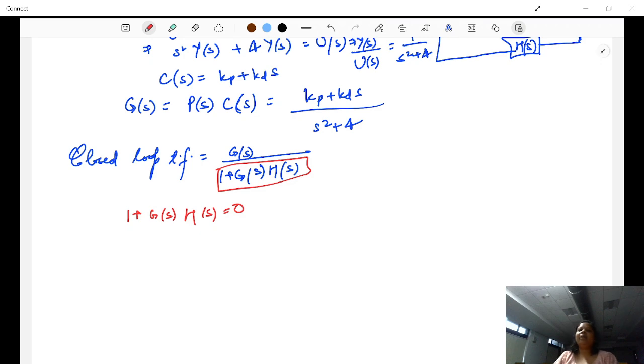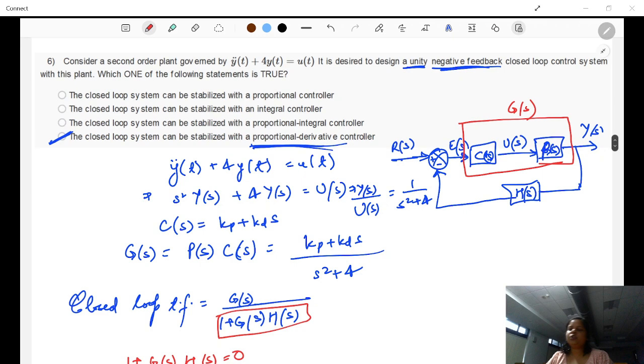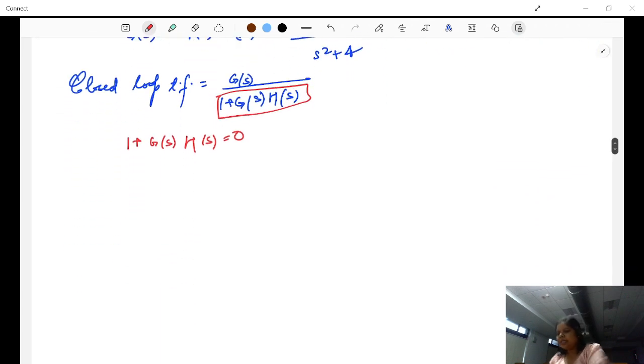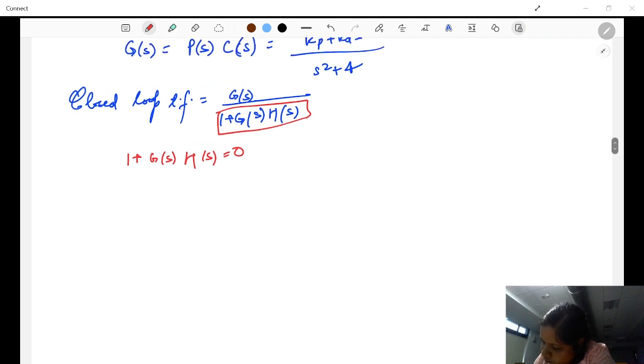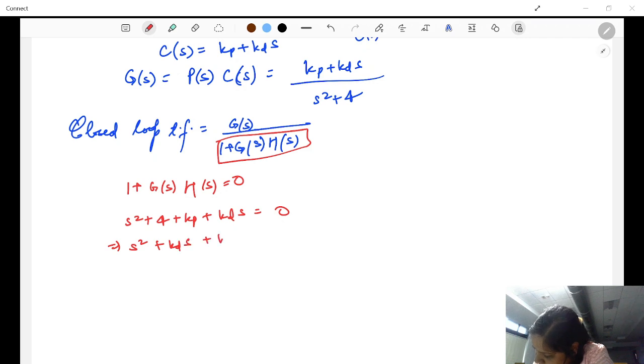After applying that, you'll be able to have some conditions on Kp and Kd. So you'll be able to design a closed loop system which can be stabilized with a proportional derivative controller. You can check it for the other options also, and you will not get the correct answer. But here in this case, I will show you what would happen. So for the stability criterion, you would write this. It would take you to s square plus 4 plus Kp plus Kds is equal to 0. So let's arrange it: s square plus Kds plus Kp plus 4 is equal to 0.